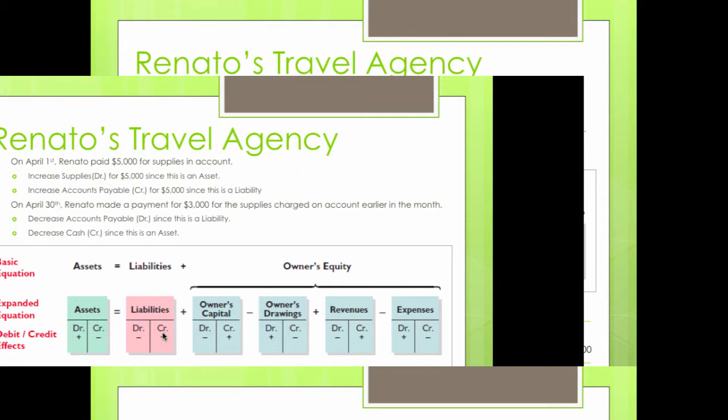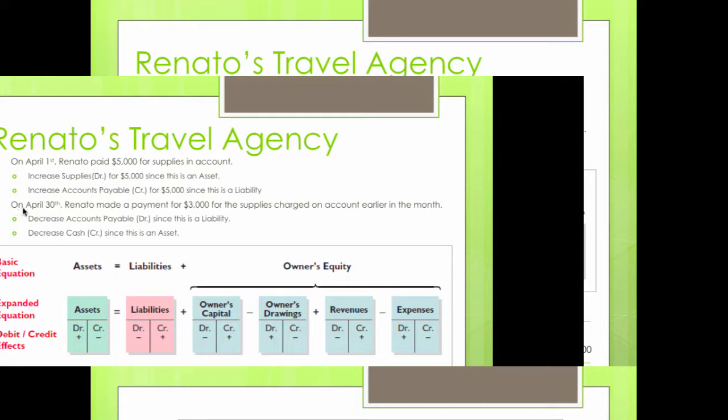we determined that increasing liabilities is a credit under accounts payable. So we go to the T account that's under accounts payable, and the credit is on the right side. So we write that transaction date for April 1st for $5,000 on the right side, or the credit side. From this visual, that's all you do. That's what we learned in chapter 1.